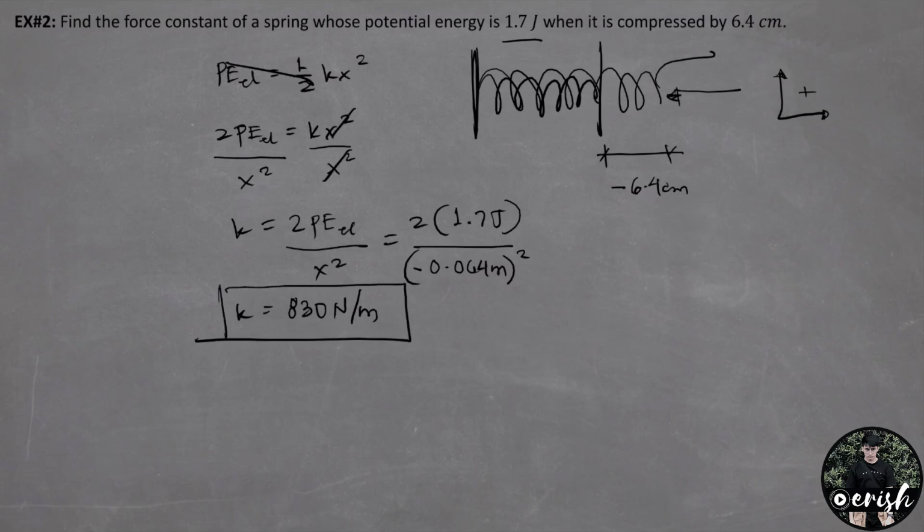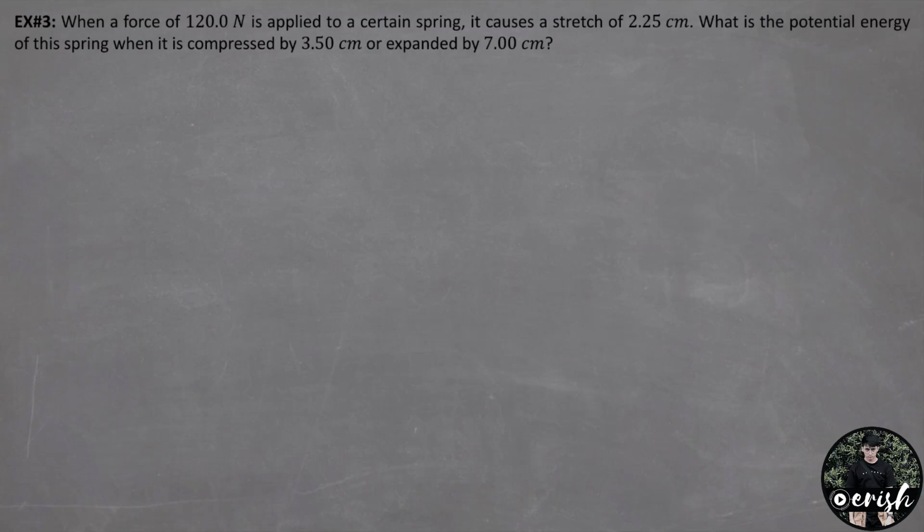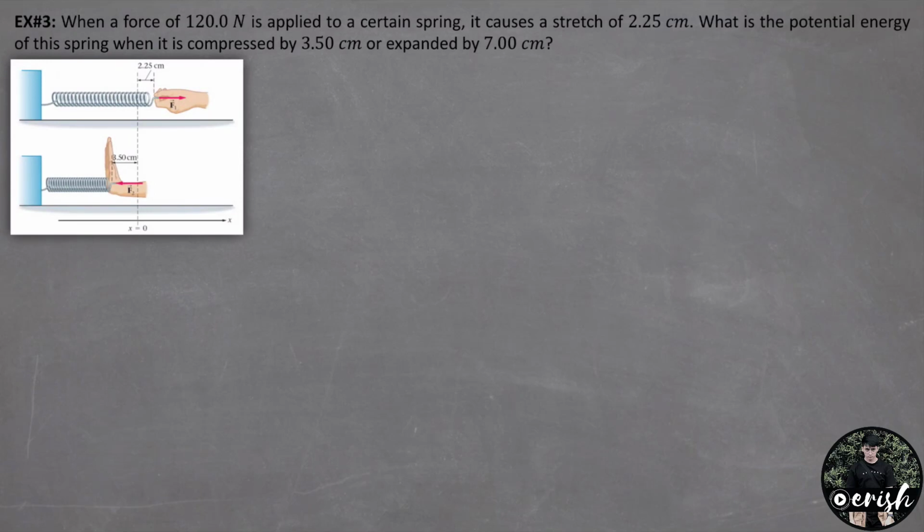If we can notice, yung potential energy for gravity and yung potential energy for a spring are given by different expressions. And gaya ng nabanggit natin, each conservative force has its own form of potential energy. This is example number 2. When a force of 120 Newton is applied to a certain spring, it causes a stretch of 2.25 centimeters. What is the potential energy of this spring when it is compressed by 3.5 centimeters or expanded by 7 centimeters?